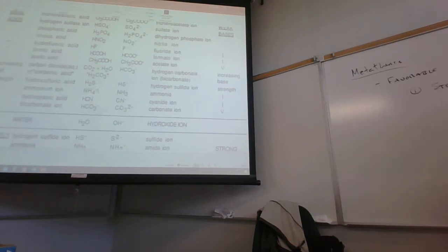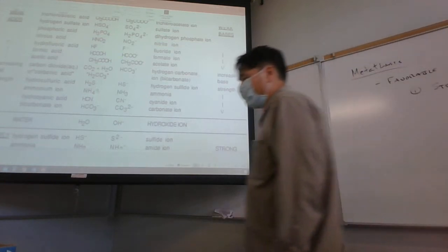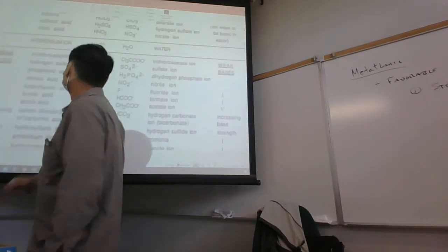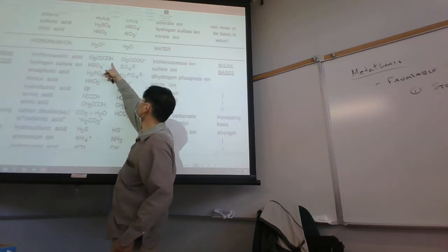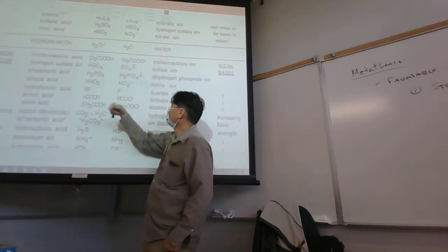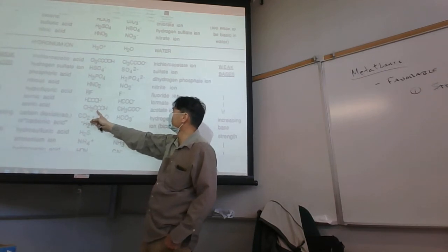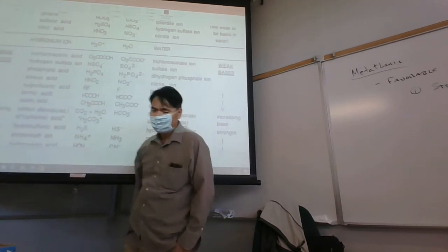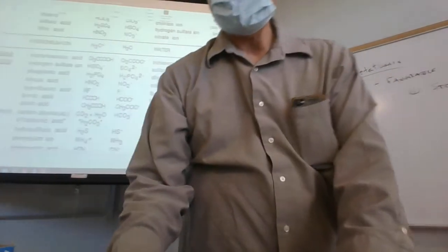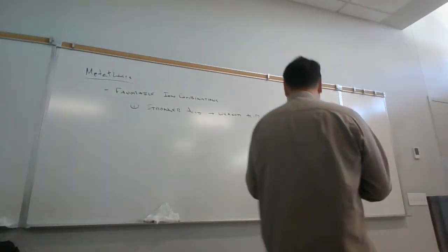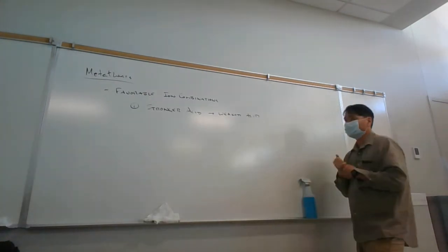Actually, before I do that, let me talk about this here. Trichloroacetic acid is a borderline strong acid, and then we have acetic acid here. Acetic acid is a weak acid, pretty weak. And so what makes trichloroacetic acid so much stronger than acetic acid? Here we try to analyze this based on structure and properties.